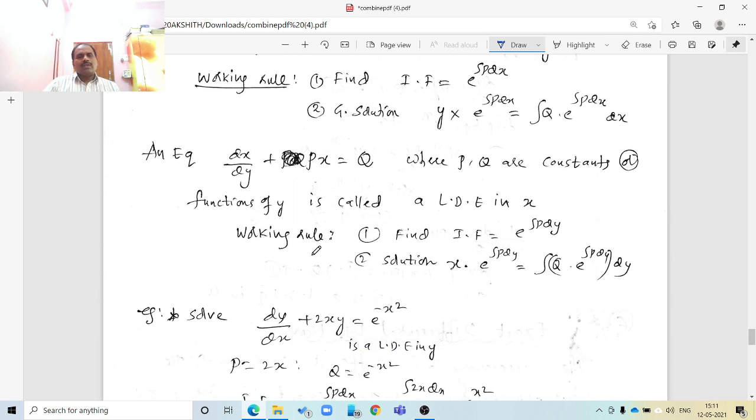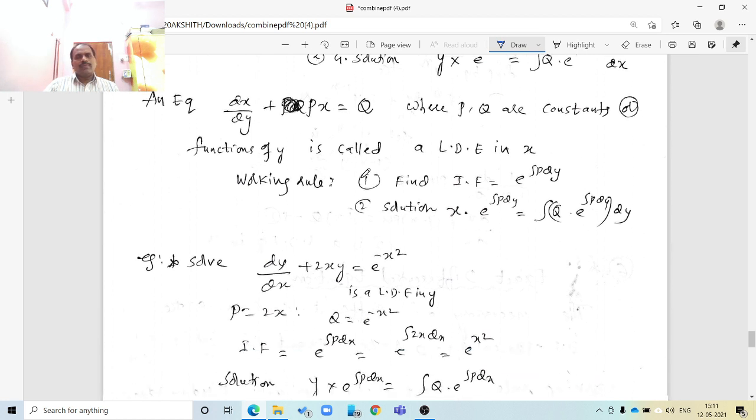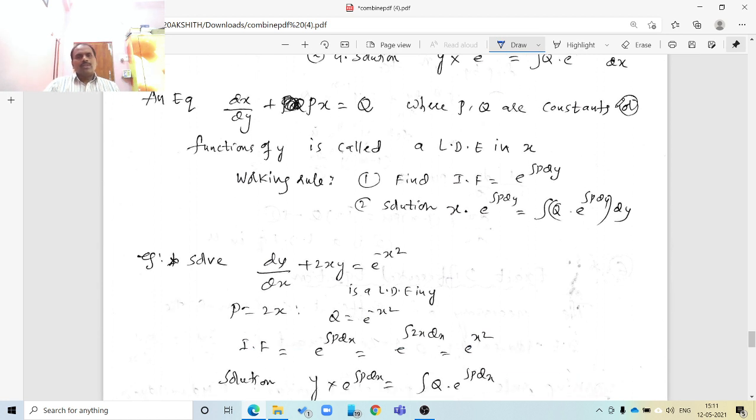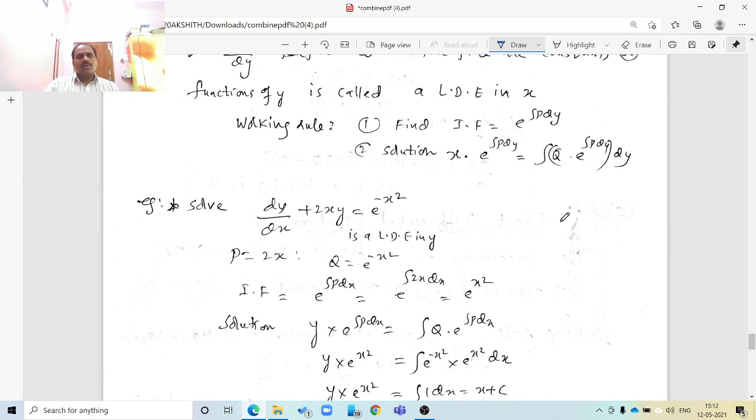Suppose an equation is in the form of dx by dy plus Px is equal to Q, where P, Q are constants or functions of y, it is called a linear differential equation in x. For this, the working rule is the same. First you express the given equation in this form. Then you write the integrating factor e power integral P dy, and the solution is x into e power integral P dy is equal to integral Q into e power integral P dy whole dy.